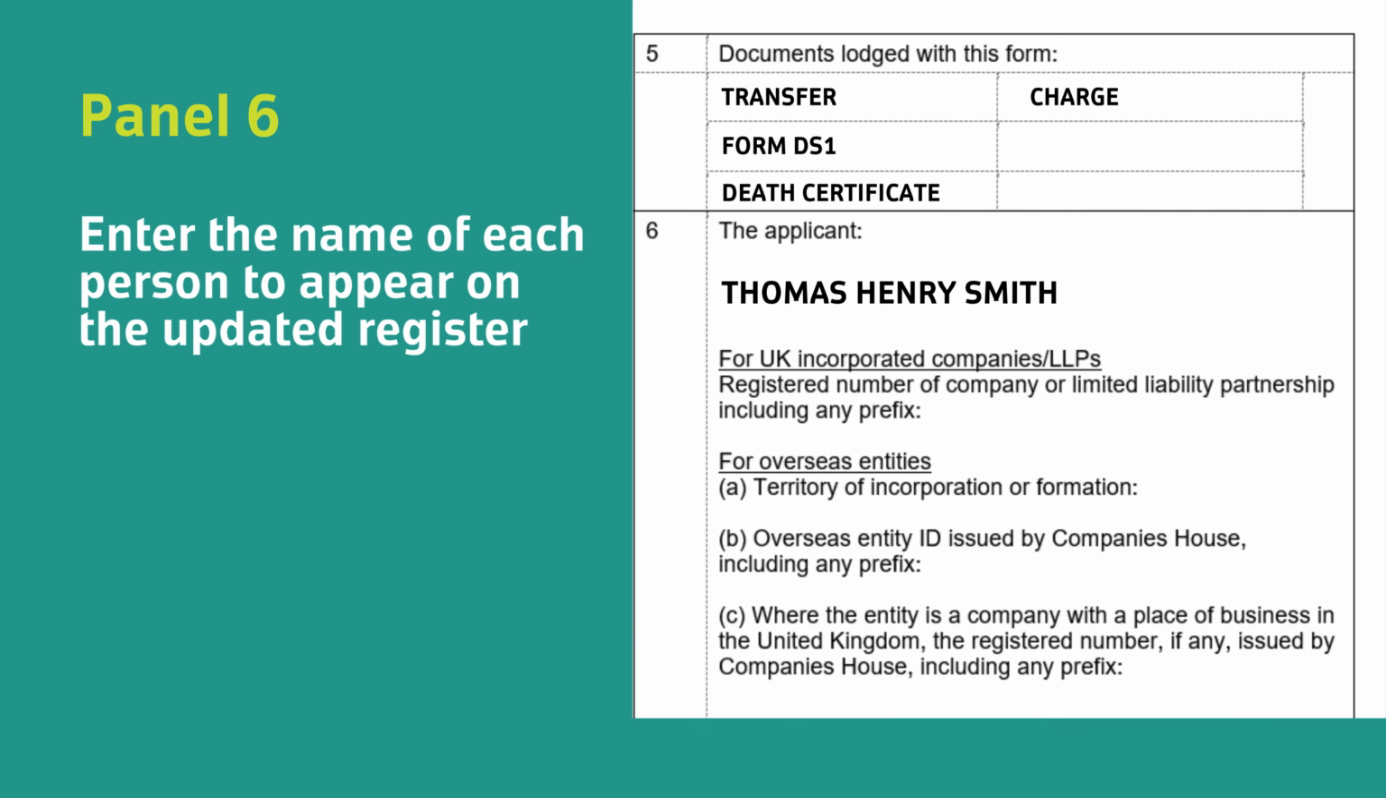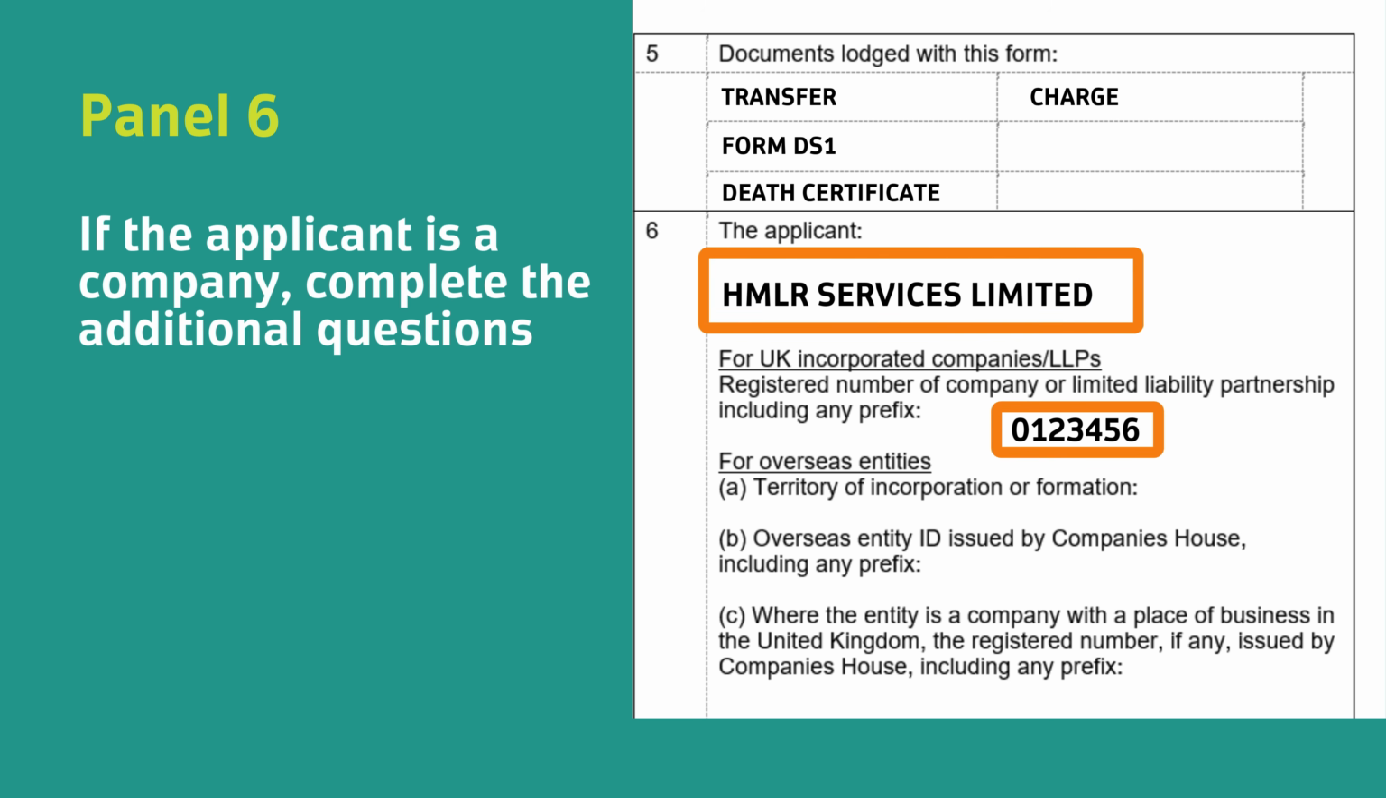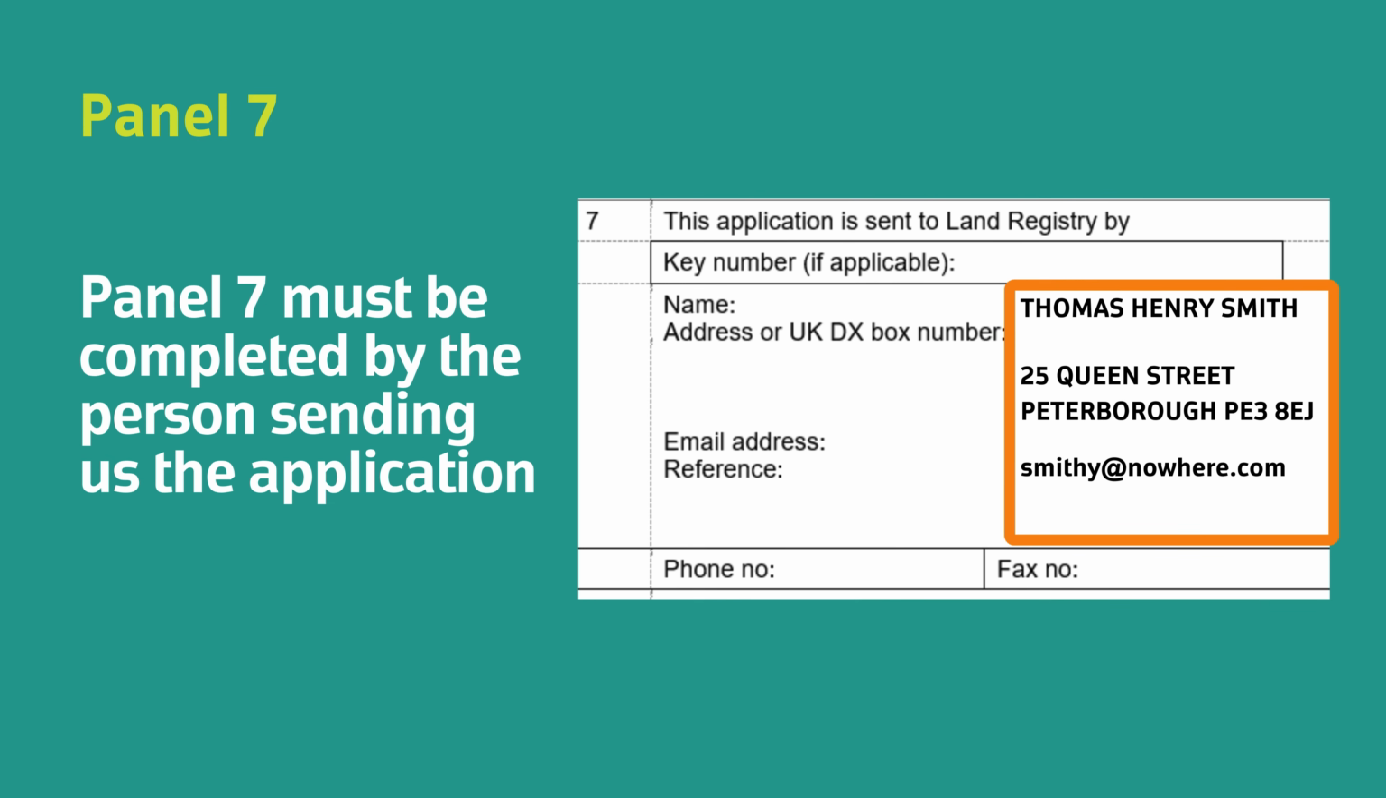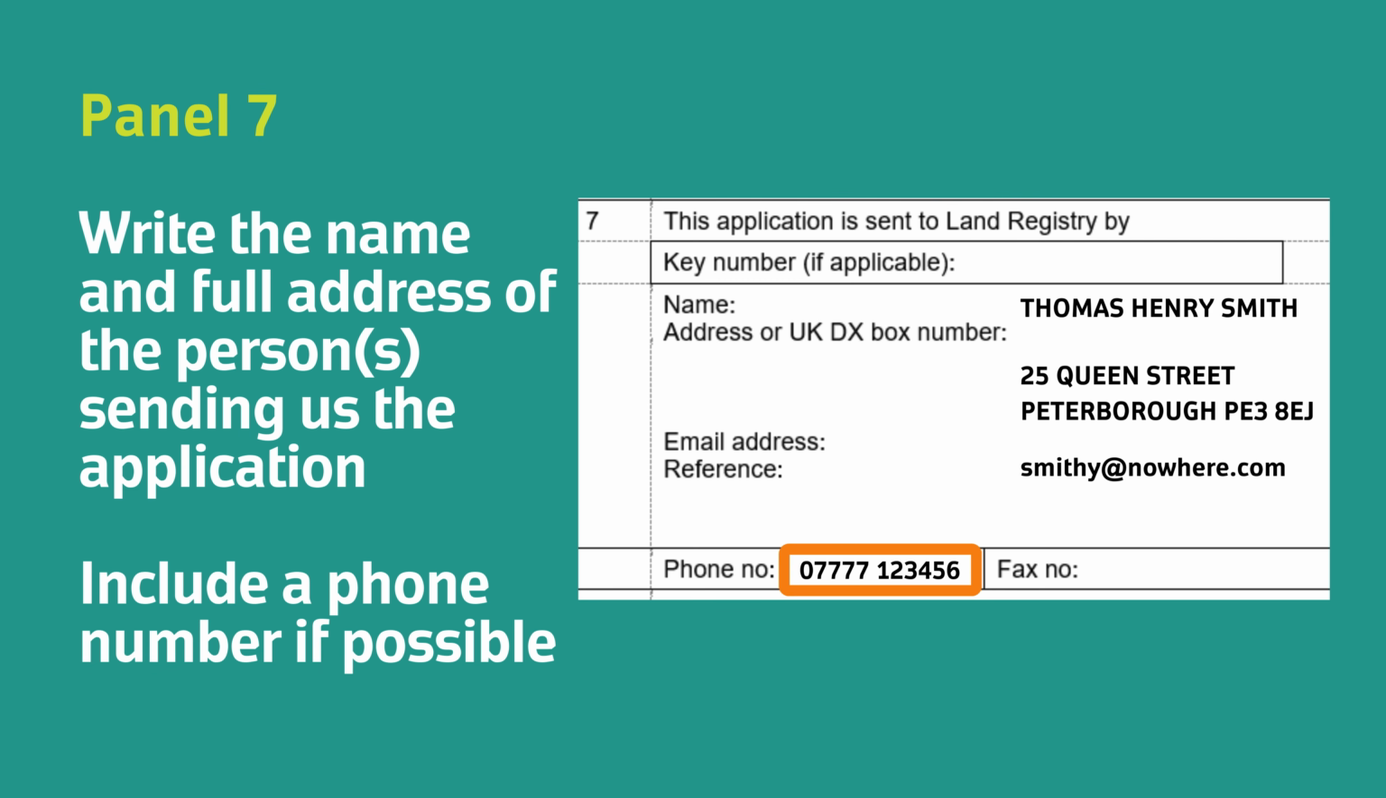Panel 6 asks for the name of the applicant, that is each person to appear on the updated register. If the applicant is a company, you will need to complete the additional questions. Panel 7 must always be completed by the person sending the application to HM Land Registry. Write down the name and address of the person sending us the application. Include a phone number if possible.